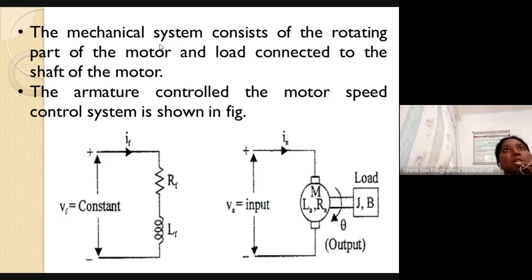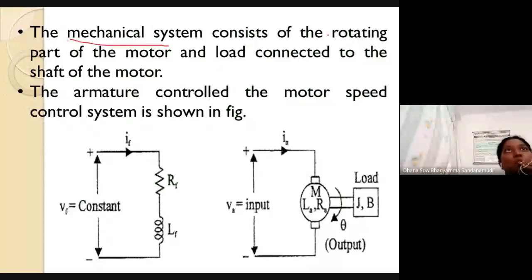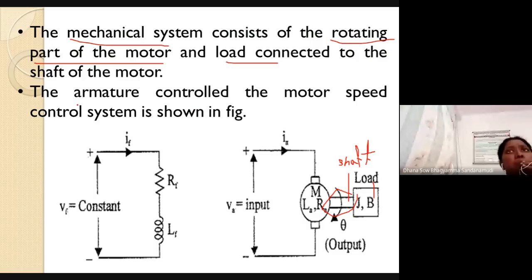So here is our mechanical system. The mechanical system consists of the rotating part of the motor and the load. The rotating part means this shaft. This is the shaft, and this is the load. So the armature control.